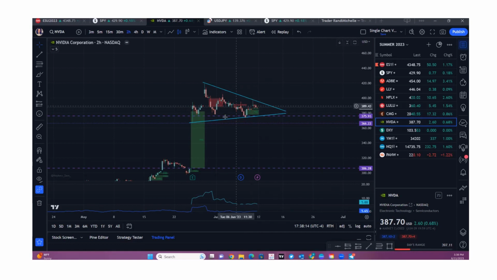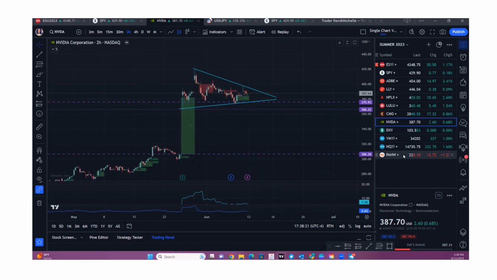All right. So I would love to get in here and do something with it, but until it's finished doing this, I'm not doing anything with NVIDIA right now.